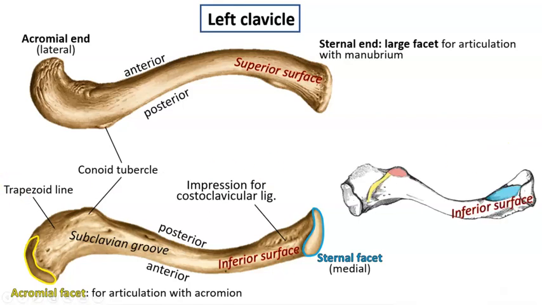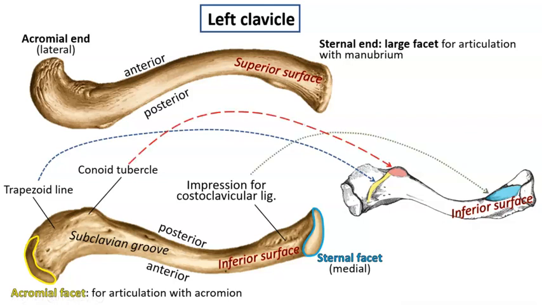And in this image here, you can see the trapezoid line, conoid tubercle, and impression for costoclavicular ligament. Okay, these are the features that help you to differentiate superior and inferior surface.